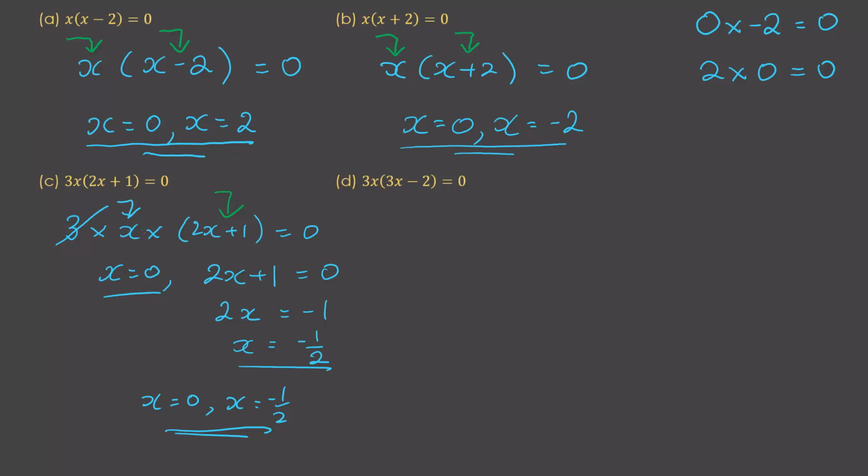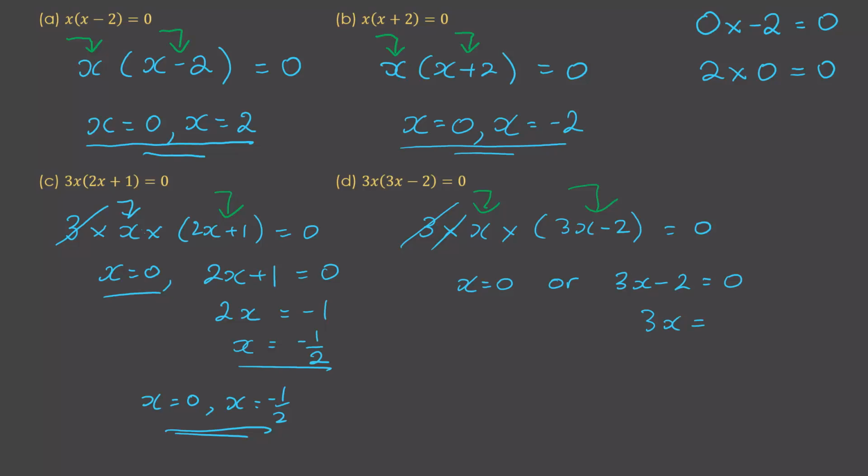And we're going to do the same sort of thing with the next one. So we've got 3 times x times (3x minus 2) is equal to 0. Again, 3 can't be 0 because it's 3. And we could have the x being 0 or the bracket being 0. So x equals 0 or 3x minus 2 is equal to 0.